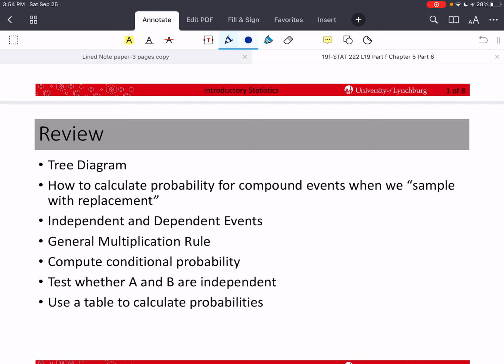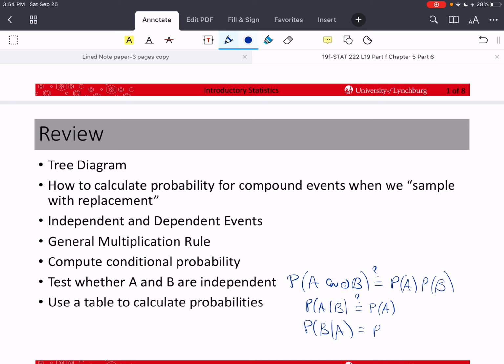Just to refresh your memory, we could look at whether the probability of A and B is equal to the probability of A times the probability of B. Another way to do this is to use conditional probability. Is the probability of A given B equal to just the probability of A? Or likewise, is the probability of B given A equal to the probability of B? If we're given one and we can calculate the other, we can see if the two sides of the equation are equal. If they are equal, then A and B are independent.